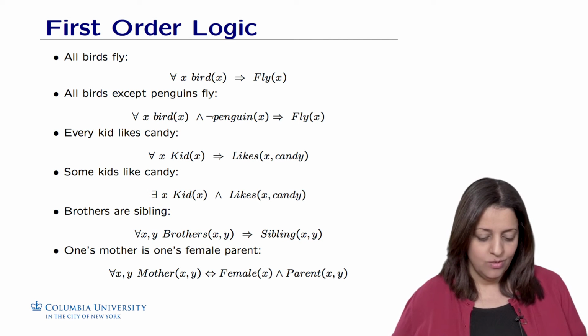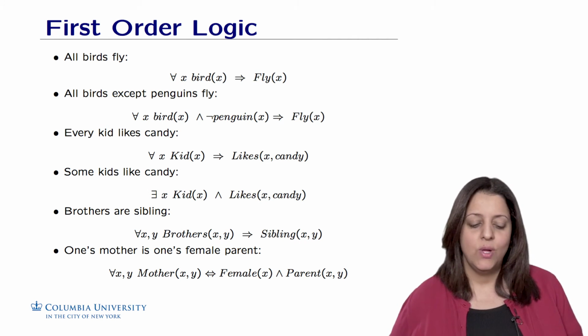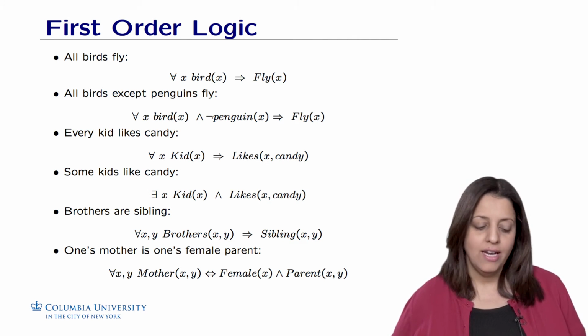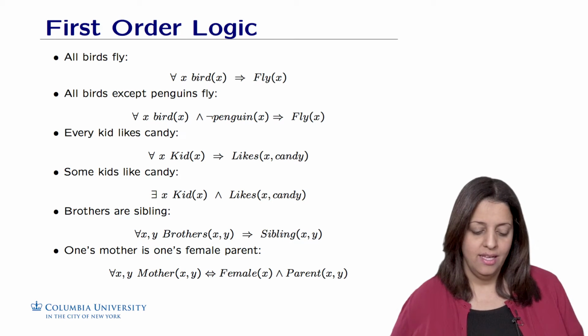So here's a more complicated one. One's mother is one's female parent. For all x and y, mother(x, y) if and only if female(x) and parent(x, y).